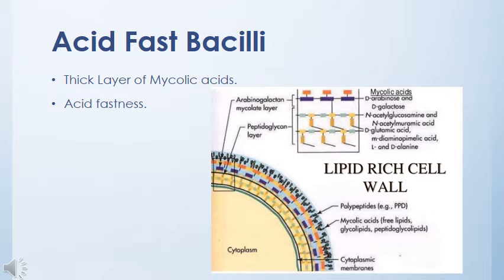So why do we say acid fast bacilli? I will tell you. A thick layer of mycolic acid is present around these bacteria. You can observe in the diagram here, and mycolic acid consists of D-arabinose, D-galactose. In other words, we can say glycolipids, peptidoglycolipids. So acid fast bacilli have a lipid rich cell wall. Okay, so that's why.